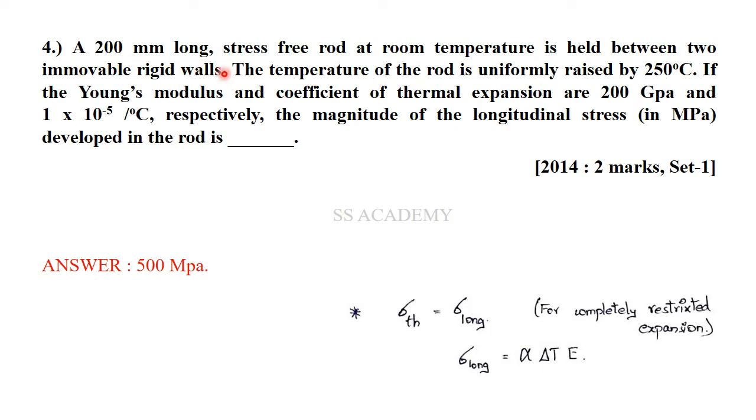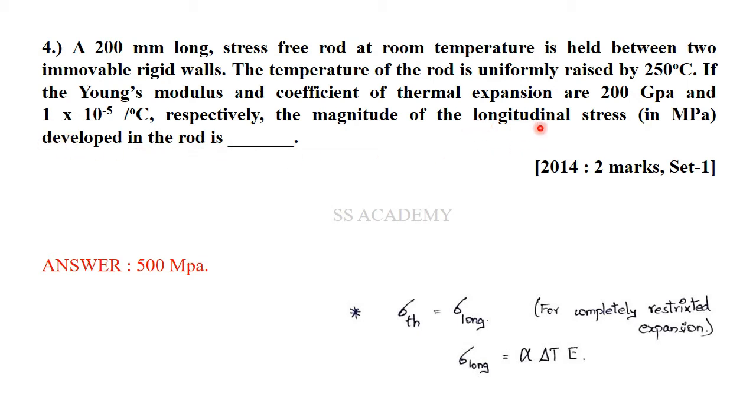A 200 millimeter long stress-free rod at room temperature is held between two immovable rigid walls. Here you can understand that it is held between two fixed supports, similar to a fixed beam, an encastre beam, a built-in beam. The temperature of the rod is uniformly raised by 250 degrees Celsius. If the Young's modulus and coefficient of thermal expansion are 200 gigapascal and 1 into 10 power minus 5 per degree Celsius respectively, the magnitude of longitudinal stress in megapascal developed in the rod is?